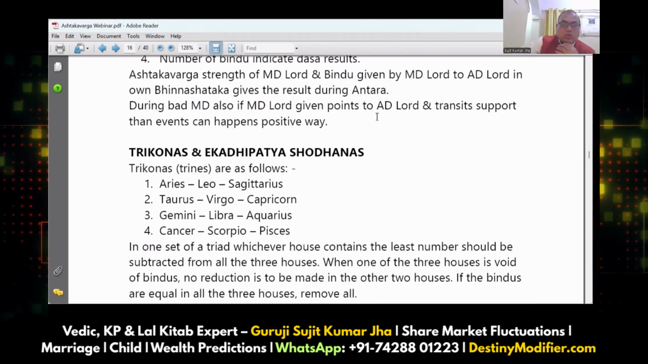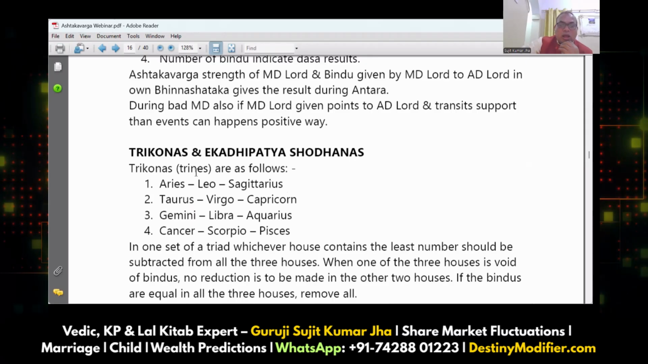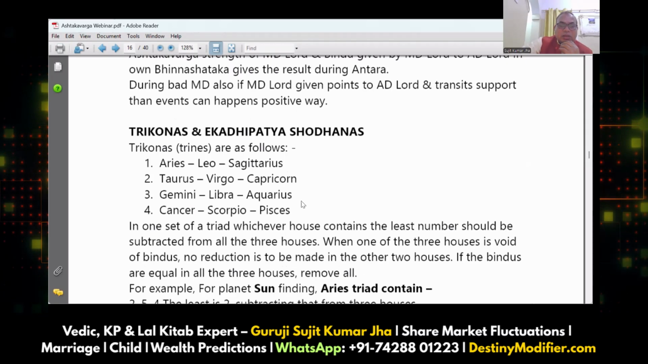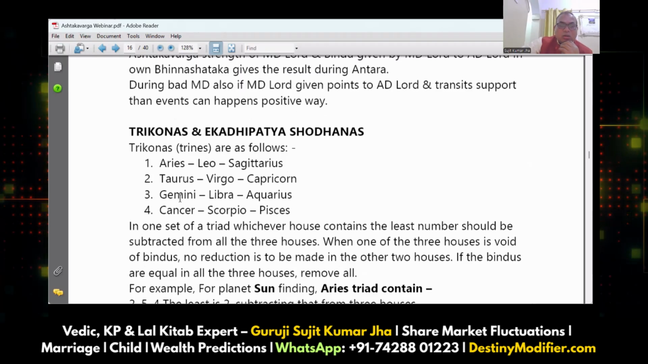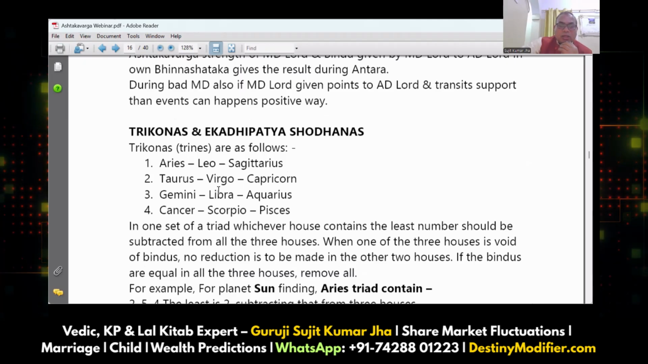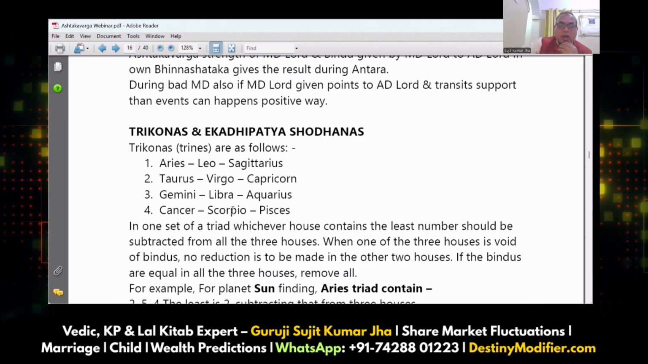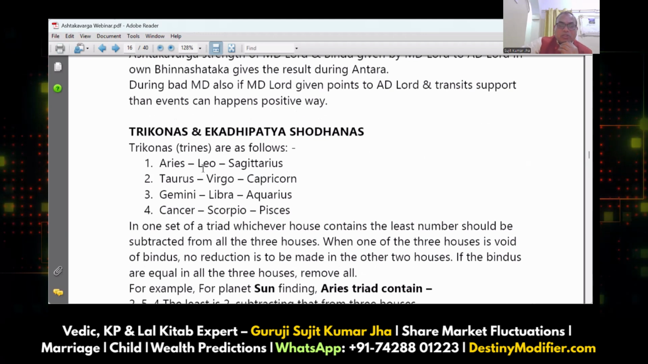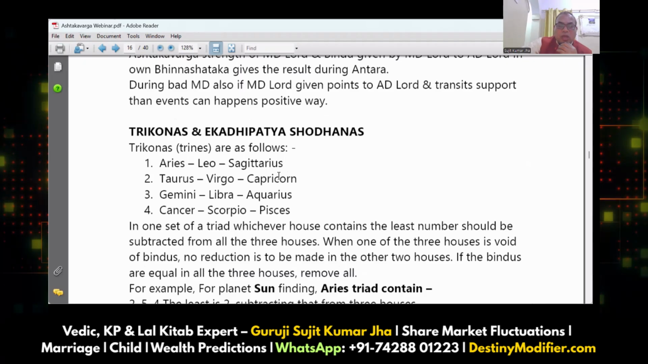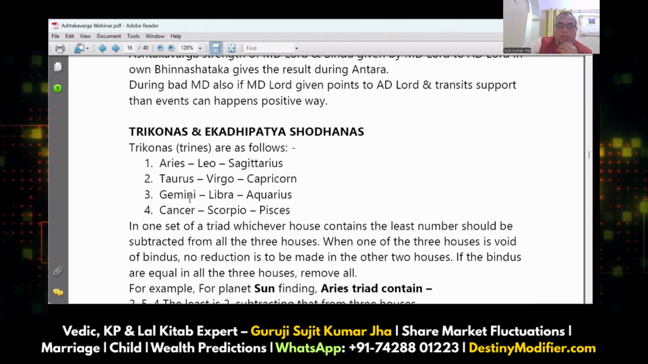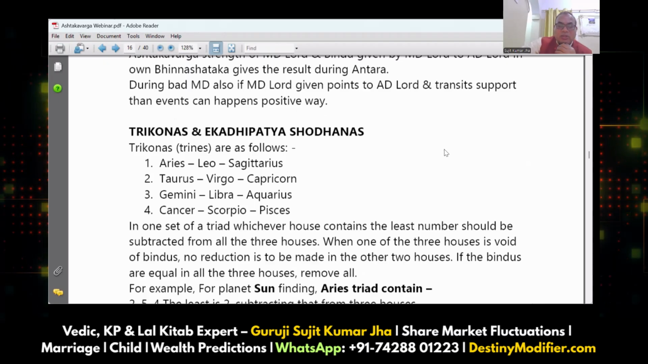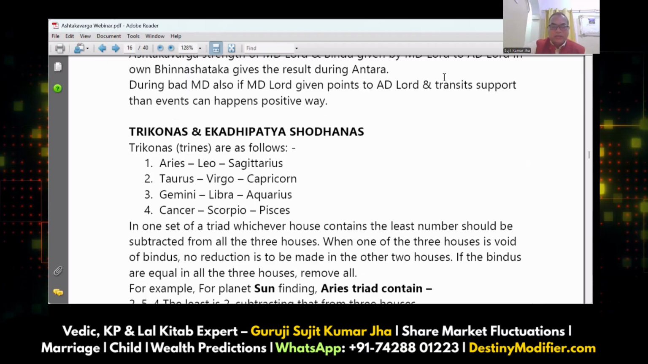So after this, we have to do the Trikona Sodhana. So what is this? In this, there are four trines. We know fiery, earthy, airy, and watery sign. So fiery means Aries, Leo, Sagittarius. Earthy sign means Taurus, Virgo, Capricorn. Airy sign means Gemini, Libra, Aquarius. Watery sign means Cancer, Scorpio, Pisces.